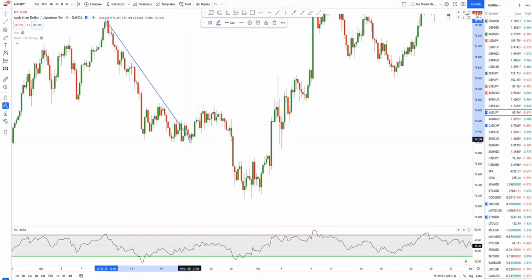And that is our right shoulder. We then get a pullback and then a break. Break down means that we now have a shoulder and a head to this pattern. We then want to see what?